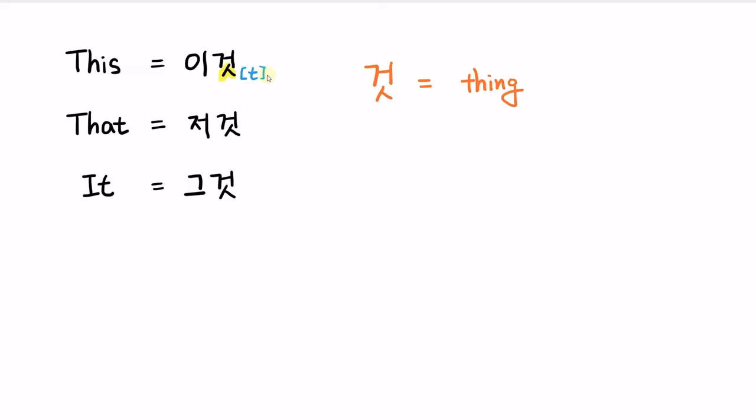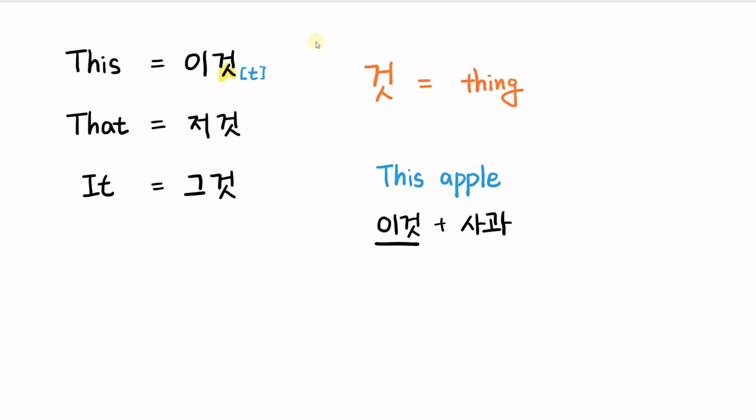All right, so let's talk about this apple. How do we say this apple? This plus apple. Think about it. 이것 plus apple, 사과. So this is 이것 and 사과 is apple, right? But 이것 plus 사과, as I said, is this thing apple. Does that make sense? We have to replace it, as I said.